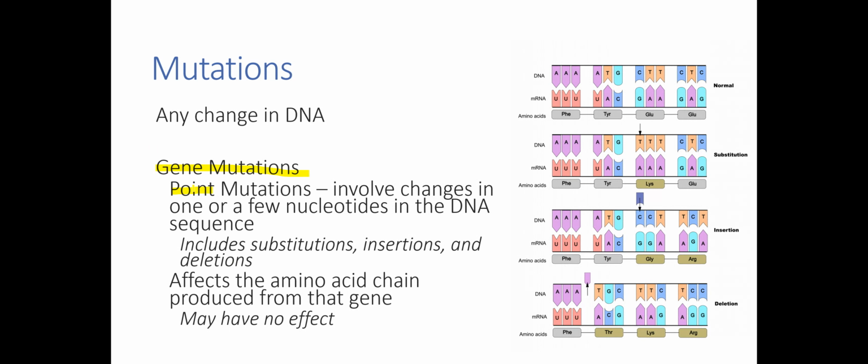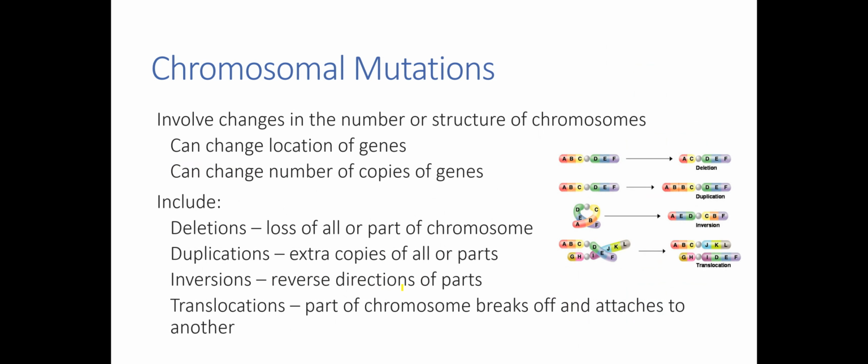And so what happens if you have a gene mutation is it could affect the amino acid chain. And that's essentially the protein that's being made. So if we don't have the right order of letters or nitrogen bases, then what can happen is we can affect the protein that's being made. Now sometimes, depending on where it is, there may not be any effect at all. But in general, gene mutations or these point mutations will affect the end result protein.